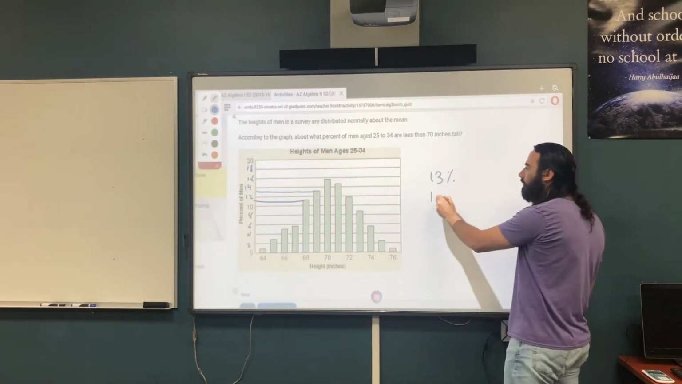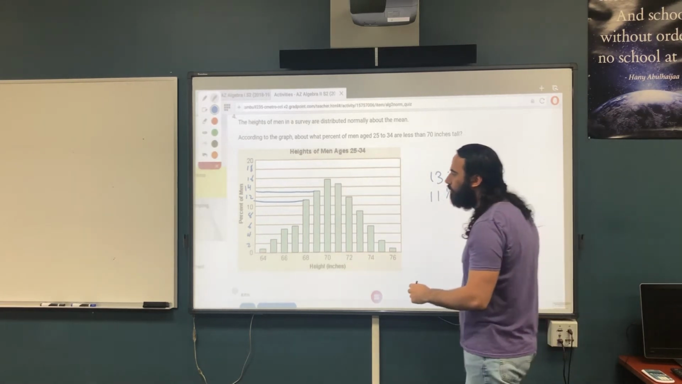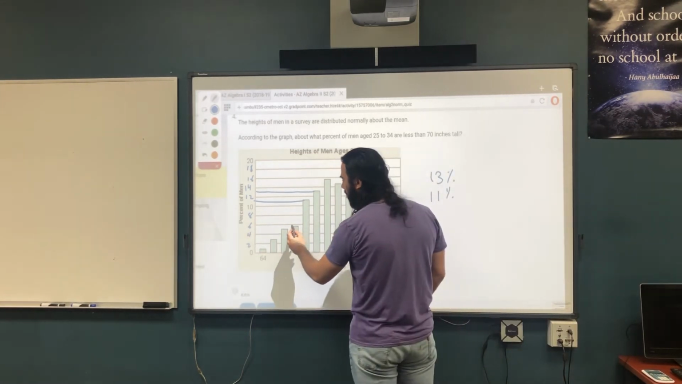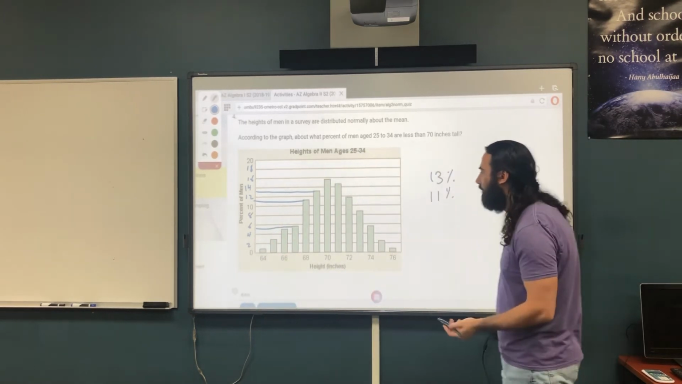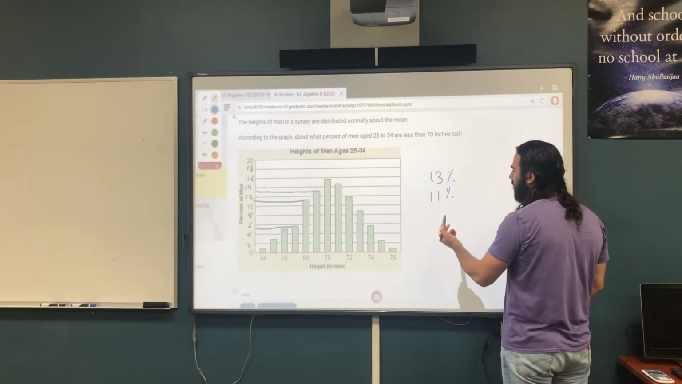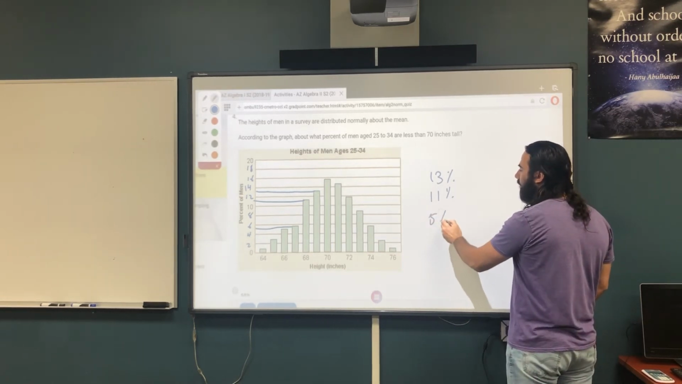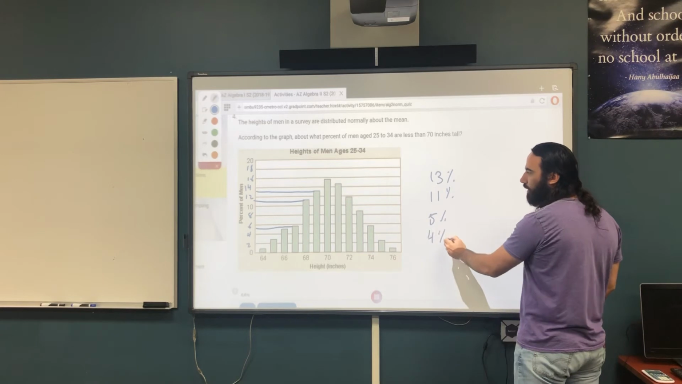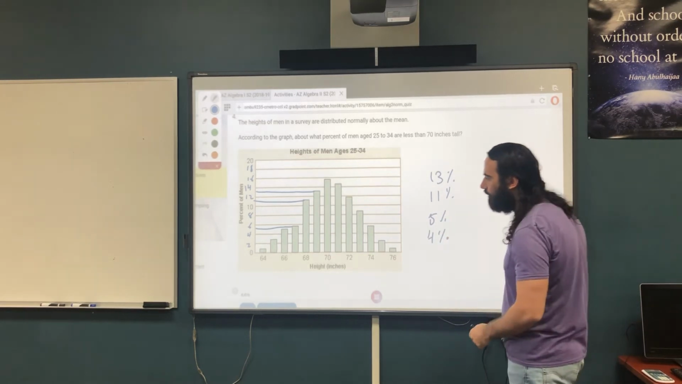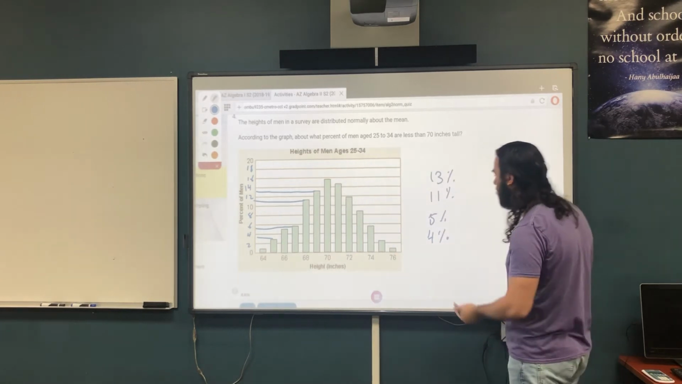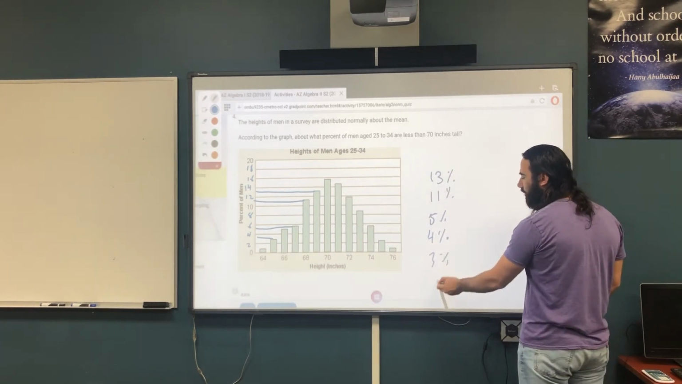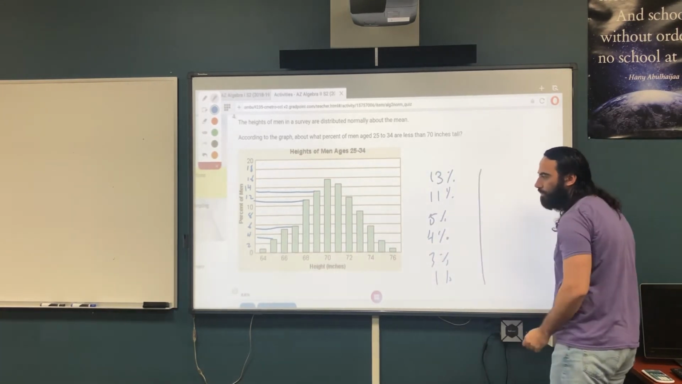So it's going to be 11%. This one, wow, you see? It's really close to 5.5. And the one below is, let's say, 4. So let's say 5% and 4%, okay? Let's say 5%, 4%. This one, let's say it's 3% and 1%. Okay? And all you need to do is add these numbers.